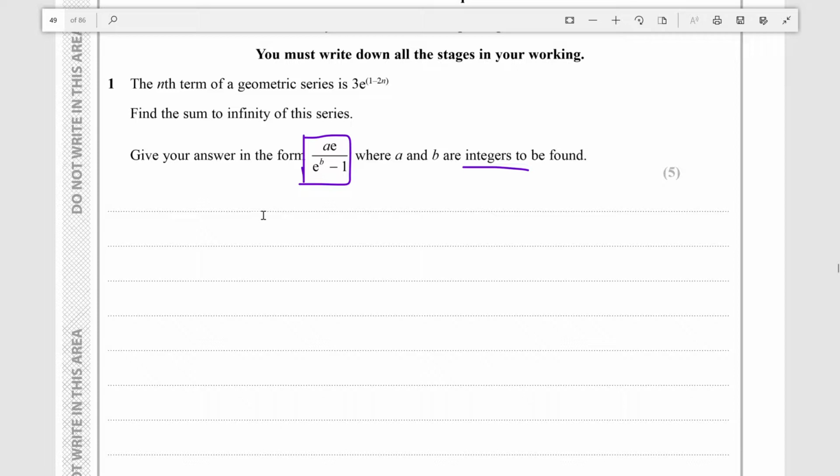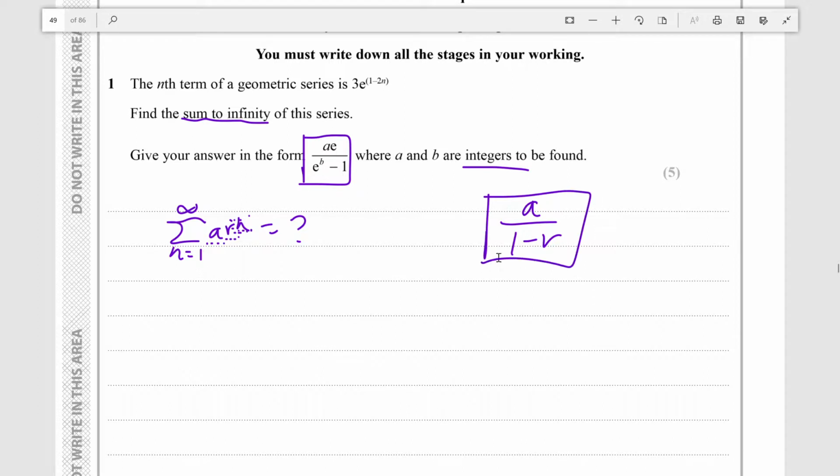Alright, so we know the sum to infinity formula, so the sum of a geometric series, where a is the first term, r is the common ratio, and n is the term number, because it's a times r to the power of n, and then of course n starts at 1 and goes to infinity. What is this equal to? Well, it's equal to a over 1 minus r. This is the magic formula for the sum to infinity of any geometric series.